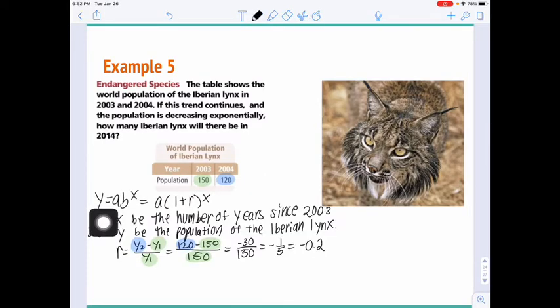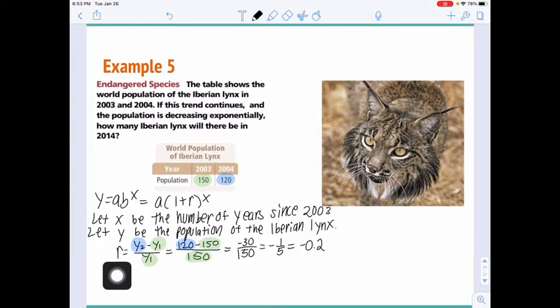Recall that y equals a times b to the x power is the equation for exponential growth or decay. Since we're looking at exponentially decreasing, we have exponential decay. And we are going to rewrite this as a times 1 plus r to the x power, where 1 plus r is b, and we can use these two values right here to figure out the rate of decay. Let x be the number of years since 2003, and let y be the population of the Iberian lynx.